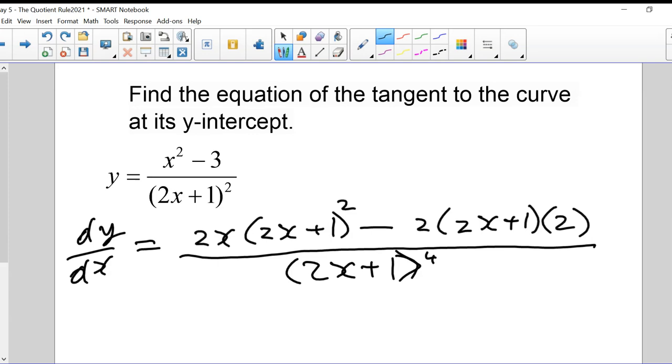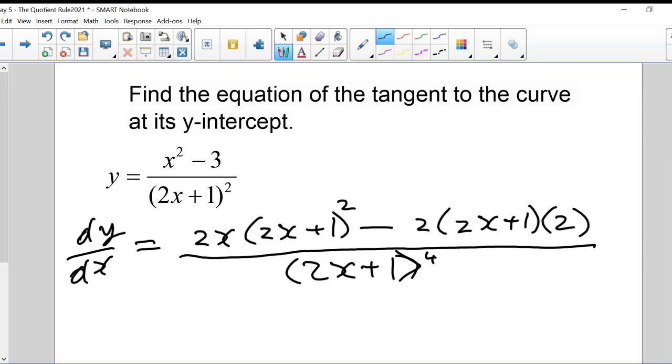Remember, I want the equation of the tangent to the curve at its y-intercept. What do we know about a y-intercept? What's the special feature? If I give you a function that said find its y-intercept, I know that x is 0. There you go. Thanks, Adam, and thanks, Ashvan.